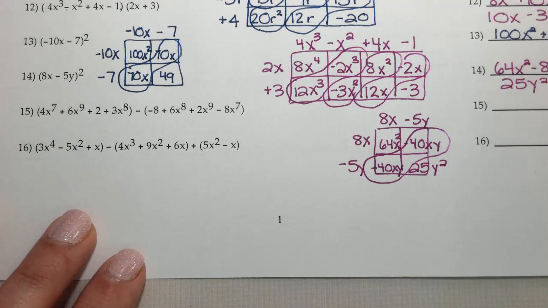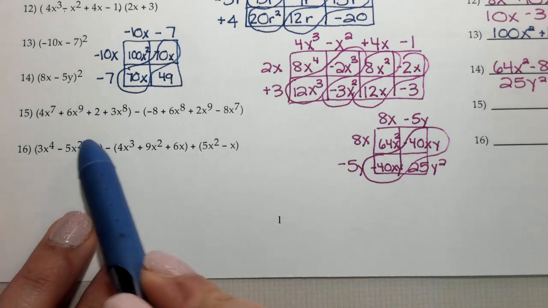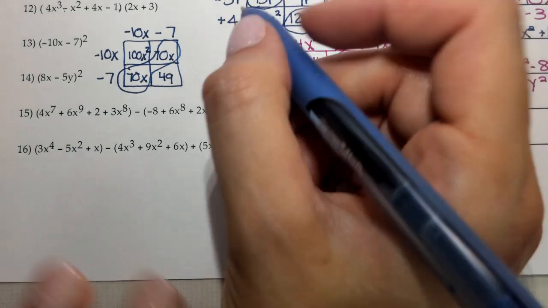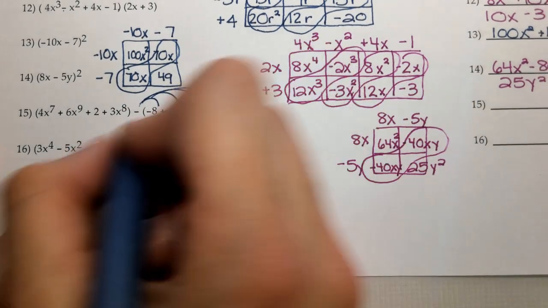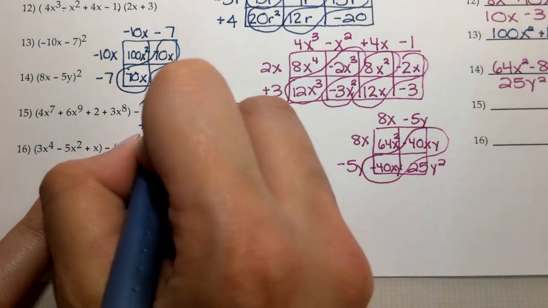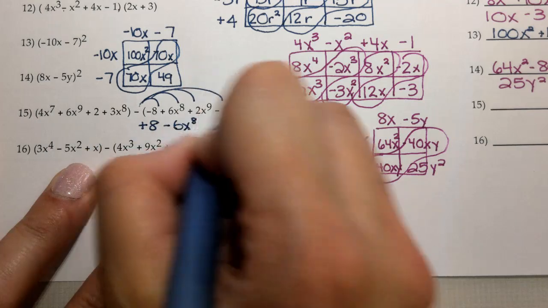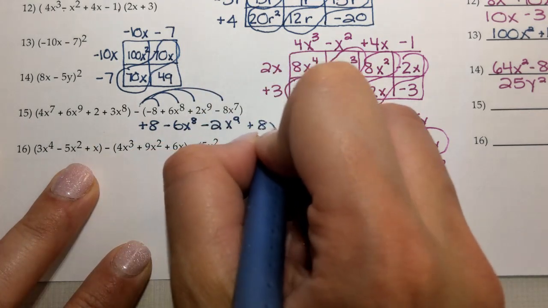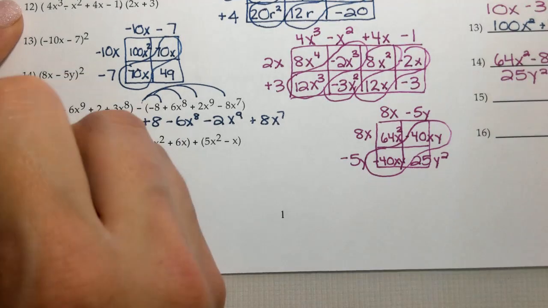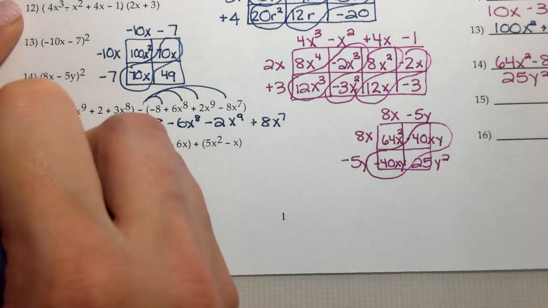For this one over right here, you're taking this polynomial minus this polynomial, so you need to distribute this negative to every single term. So this becomes a plus 8, a minus 6x to the 8th, minus 2x to the 9th, plus 8x to the 7th. This first one just comes down and stays exactly the same.